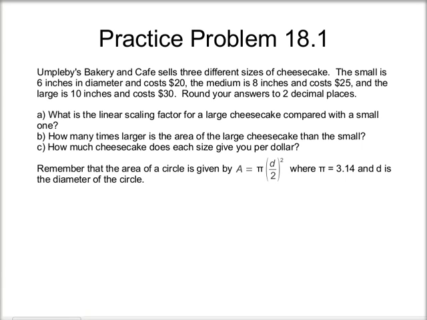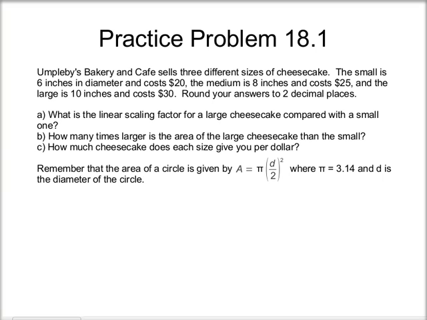This is the practice problem for section 18.1. Umplebee's Bakery and Cafe sells 3 different sizes of cheesecake. The small is 6 inches in diameter and costs $20. The medium is 8 inches and costs $25, and the large is 10 inches and costs $30. So for these problems, we're going to round our answers to 2 decimal places.